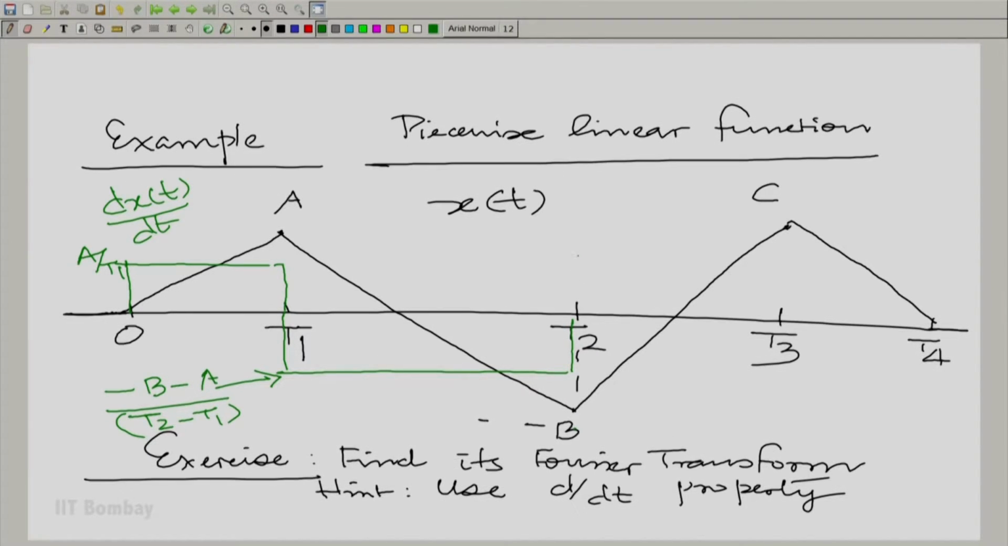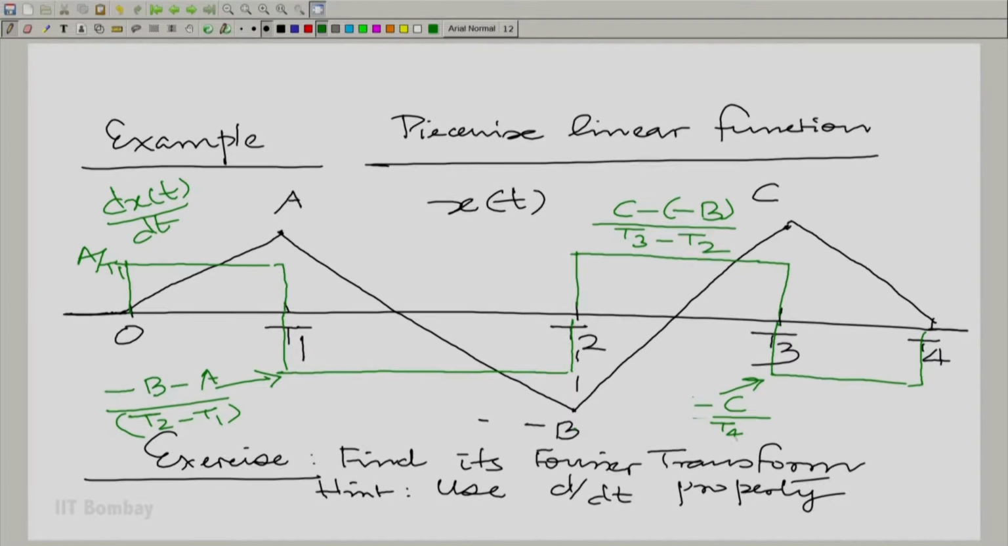And here of course you have a positive pulse again. It goes to c from minus b between t3 and t2. And finally you need a negative pulse here again. It goes to 0. So, it falls from c to 0 over an interval of t4 minus t3. So, this is the derivative, and it is very easy to calculate the Fourier transform of this derivative.